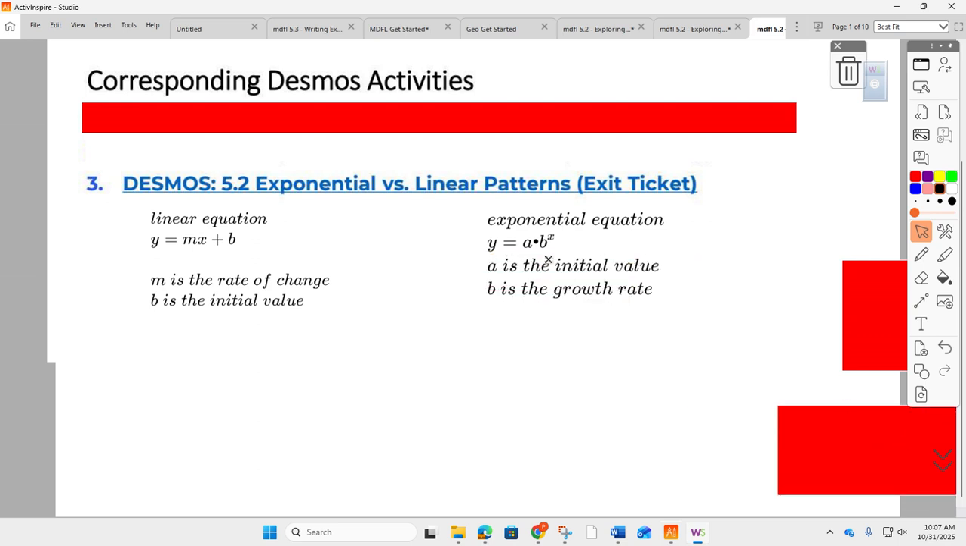A is the initial value in an exponential equation. B is the growth rate, which is the rate of change version of an exponential equation. It's not a constant rate of change though, so we're going to talk about what that looks like. So you should have written at least this down, preferably both of those things.